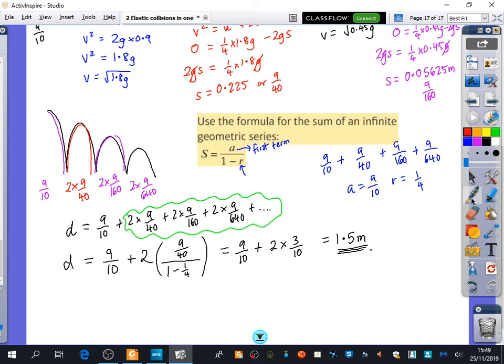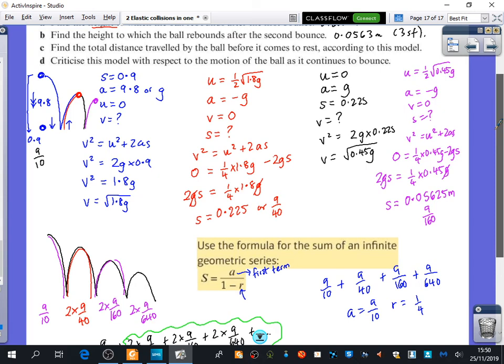And I'm not going to do it that alternative way, but we could have done this different bit. We could have doubled, and then instead of it being 9 over 40 on the top, it could have been 9 over 10, and we could have subtracted 0.9, and that would have worked. Let's just double check that works. Yeah, still get the same, 1.5 meters.